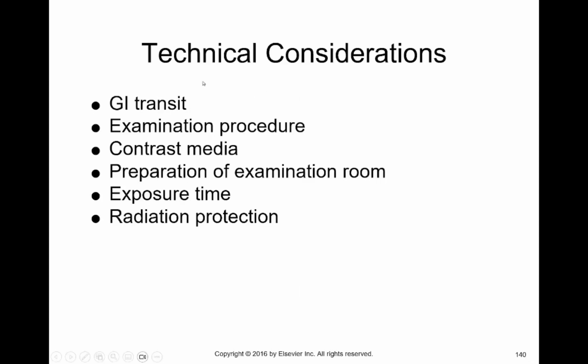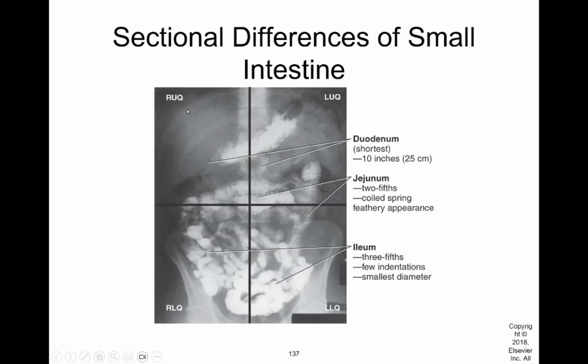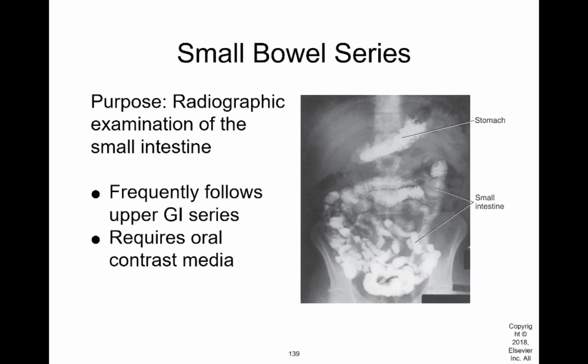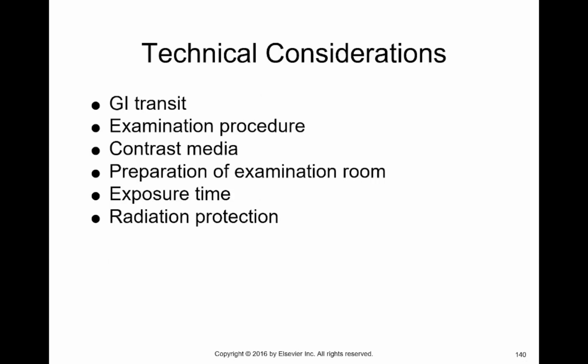All right, so technical considerations. Again, we need to understand the GI transit. We need to understand how long it's going to take for the contrast to get from the stomach into the colon through the ileocecal valve. We need to understand the procedure. We need to understand and use the appropriate contrast media. This could be a matter of life or death for the patient, or it could be a matter of how extensive their surgery may be, if they're headed for surgery.